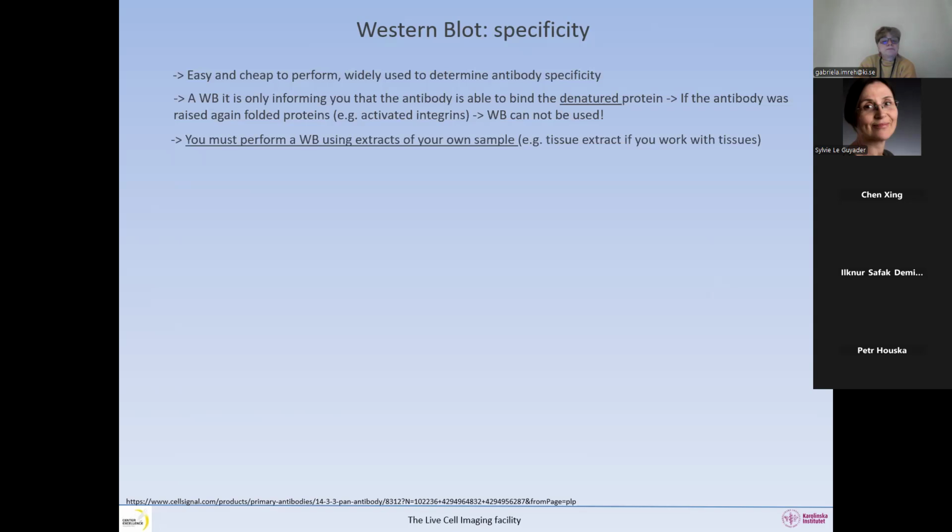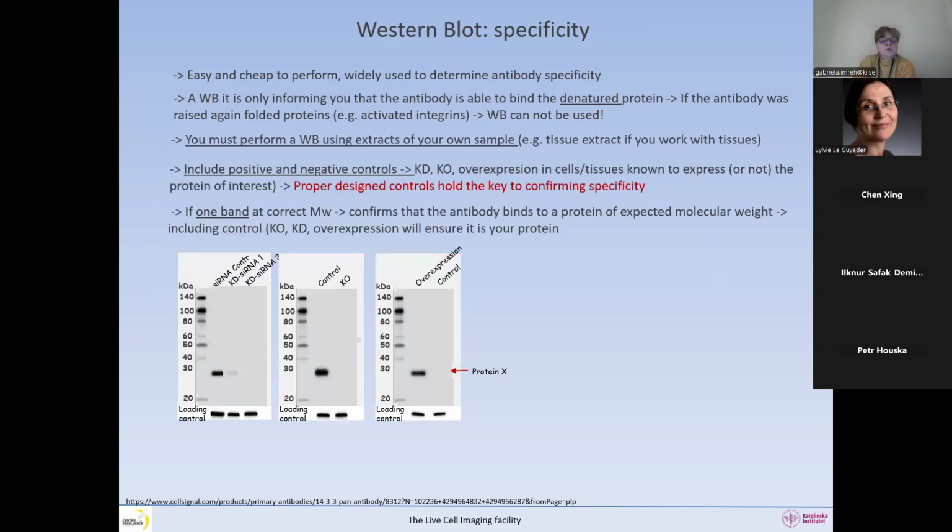Then you have to remember that you have to perform a Western blot using extracts of your own sample. You always have to include positive and negative controls: knockdowns, knockouts, overexpression or expression in cells, or when you work with tissue known to express or not the protein of interest. And keep in mind that proper control design holds the key to confirming specificity. Without controls, your method is invalid.